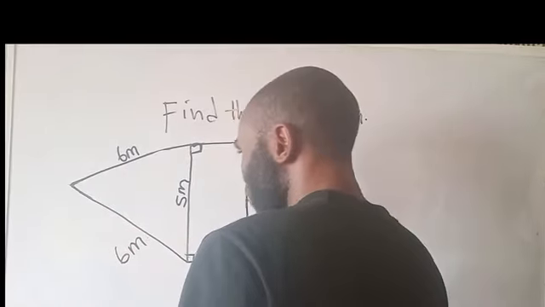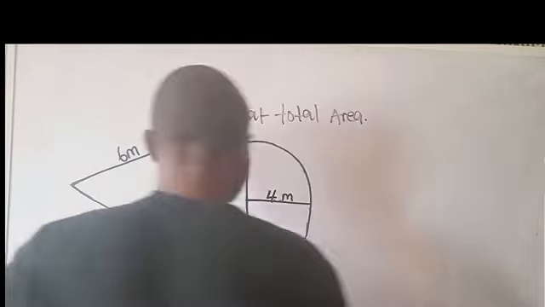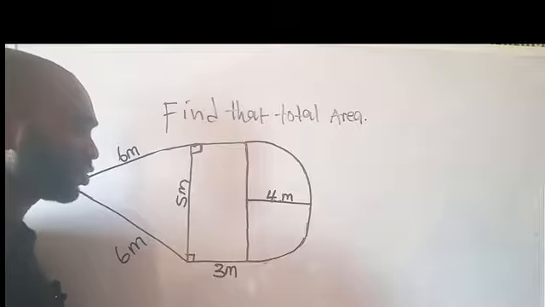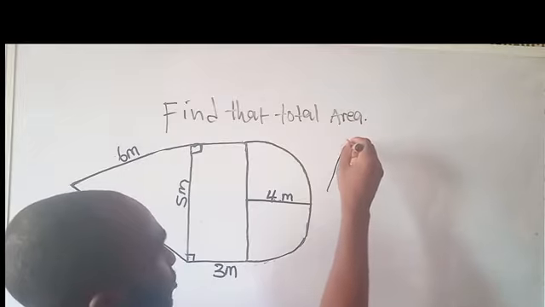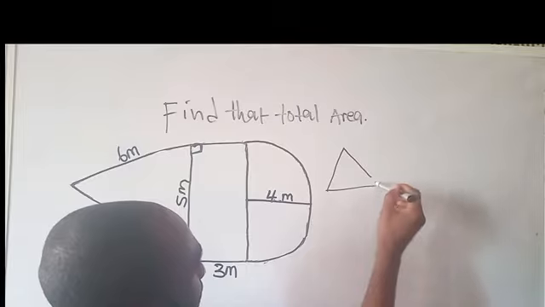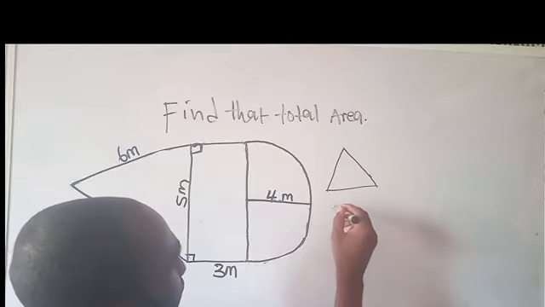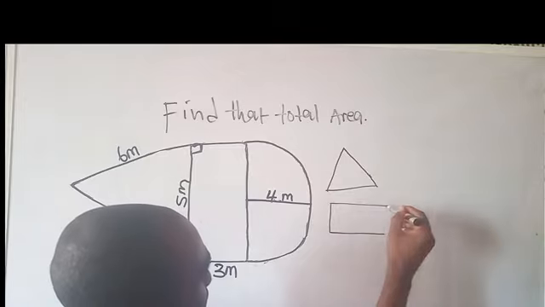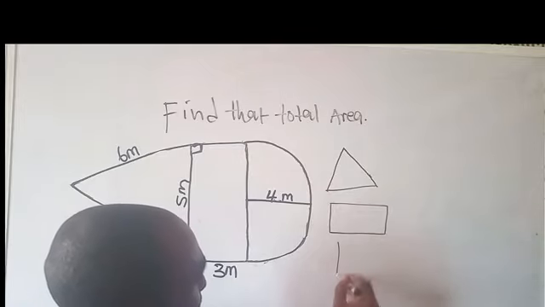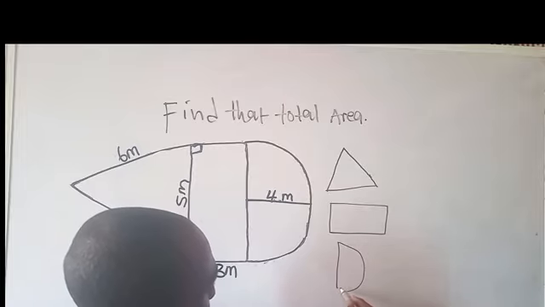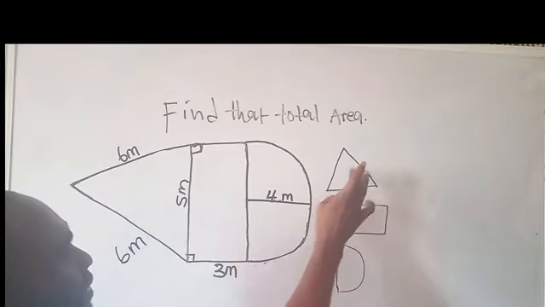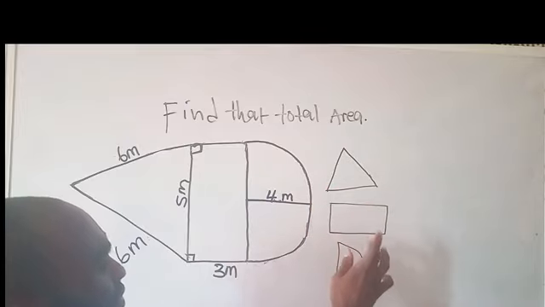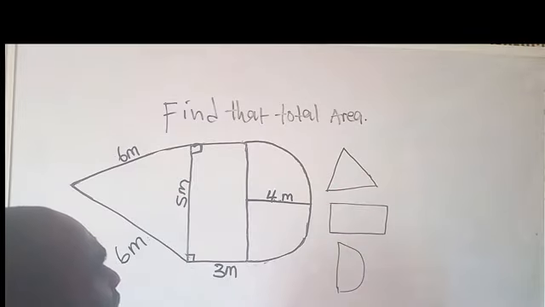So let's start. This is what you have here: a triangle, a rectangle, and a semicircle like this. You're going to find the area of this, the area of this, and the area of this, then sum everything together.